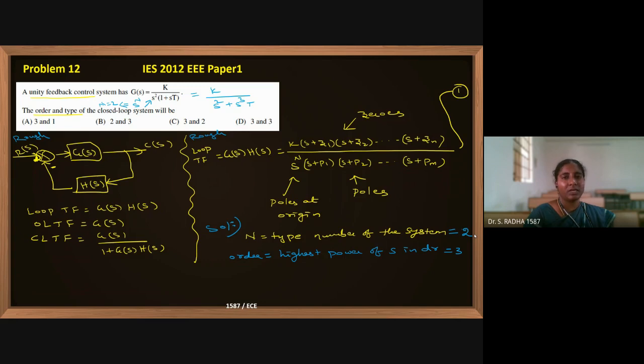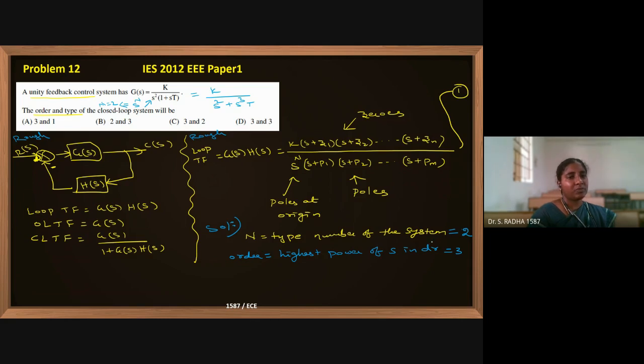In equation 1, (s plus z1), (s plus z2) and so on up to (s plus zn) can be written. Any number of zeros may be present or may not be present. If not present, no zeros, that's all. In the denominator, (s plus p1), (s plus p2) and so on, poles will be present. And a pole at origin means a separate s will be present. This is very simple, you need not memorize it. So poles at origin is 2, and that is called the type number. You multiply the denominator thoroughly, and the highest power of s is called the order of the system.